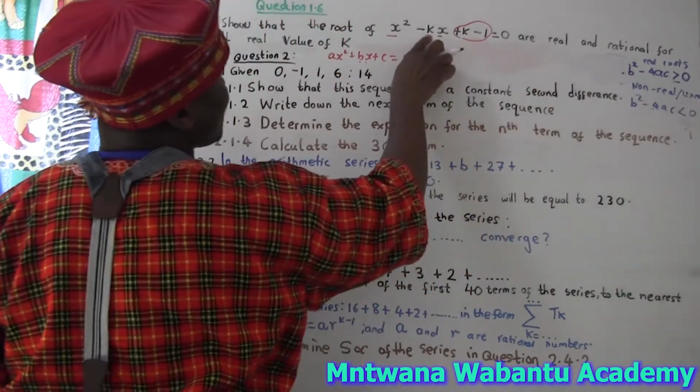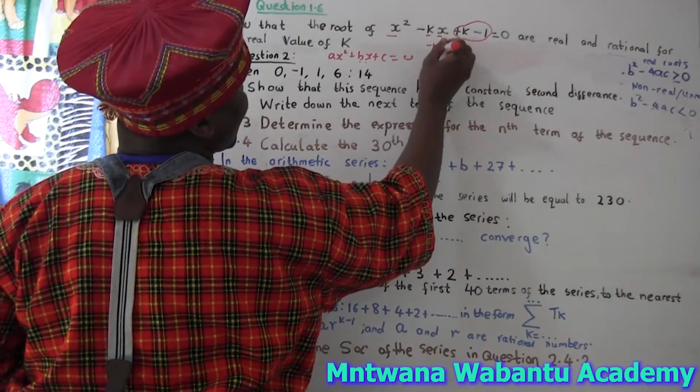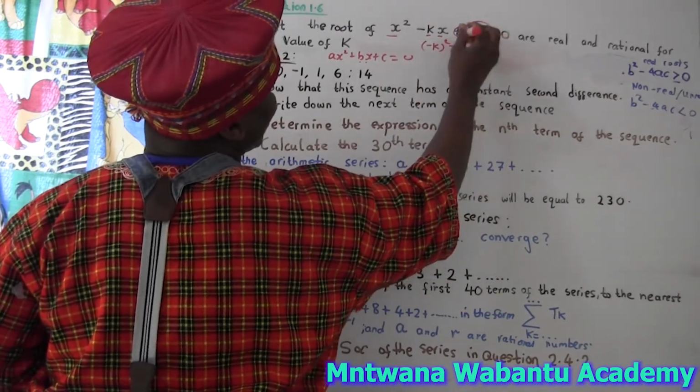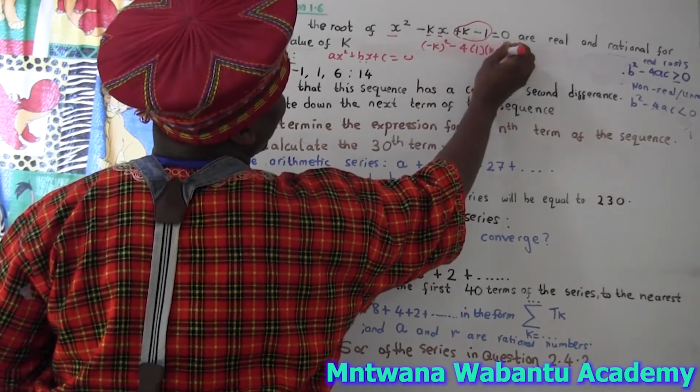b squared, what is my b? b is equal to negative k. So negative k, squared, minus 4 times a. What is a? a is equal to 1, times c. c is equal to k minus 1.